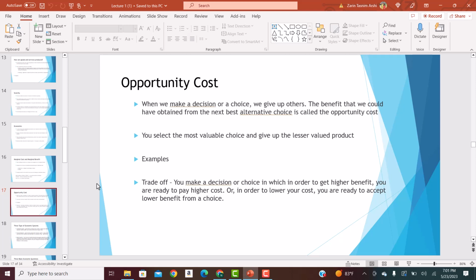Another case of trade-off will be I want to pay a low price. I want to pay a very reasonable price, and in order to do so, I'm ready to accept a lower benefit. That is also a trade-off, because I'm paying low, I'm also getting low benefit, and I know this fact. So trade-off is basically when we are making a choice. In order to get more benefit, we pay higher cost, or in order to pay low cost, we are ready to accept low benefit.